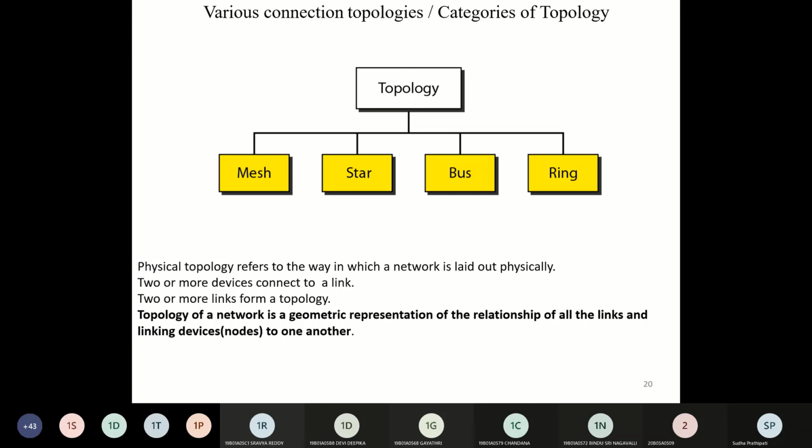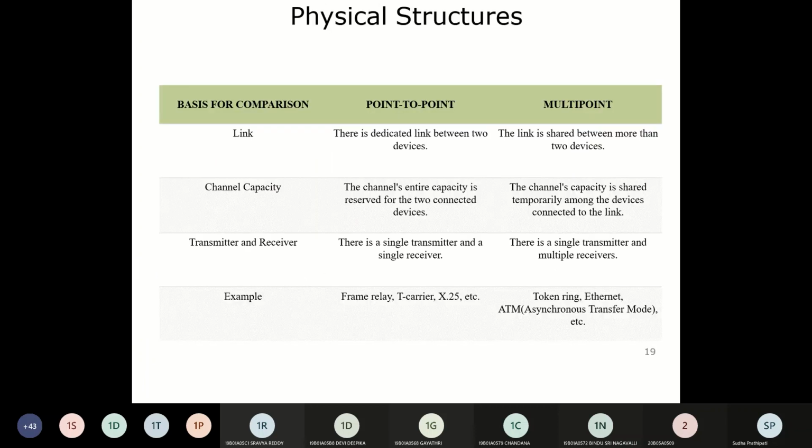And next is physical structure. In physical structure, we have seen the type of connection. There are two types of connections we have seen. One is point-to-point connection and the other is multi-point connection. I have given you certain differences in a tabular diagram over here. The first difference is in terms of link. You can see that there is a dedicated link between the sender and the receiver, and it is only one-way communication. So the sender sends and the receiver receives.